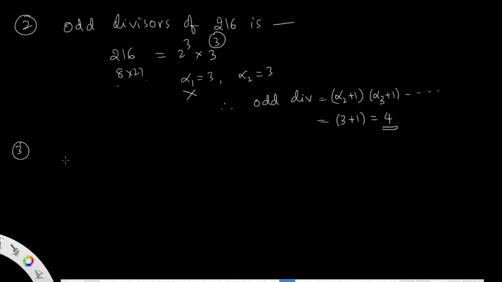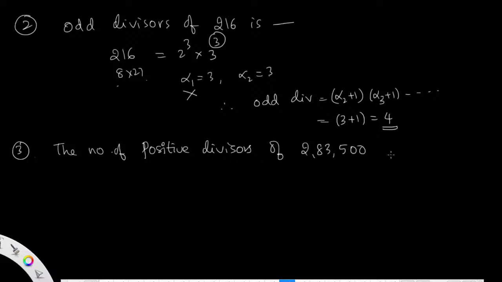And then go to question number 3. The number of positive divisors of 2,83,500, excluding unity and itself, is dash.